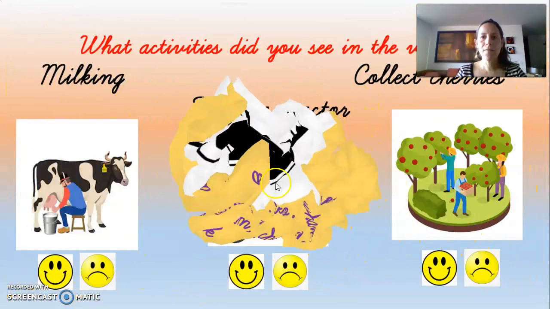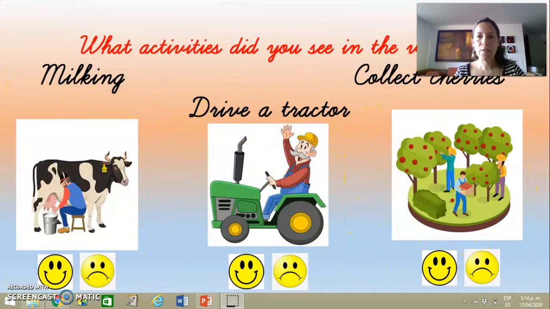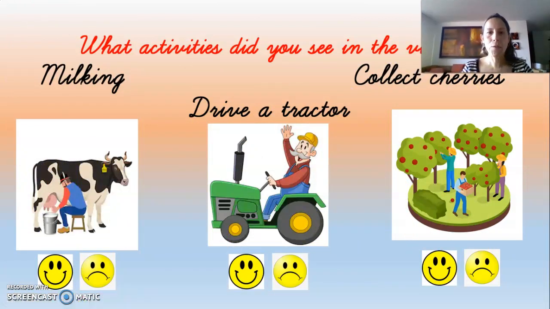Now that you watched the video, Miss Claudia is going to make a little exercise with you. What activities did you see in the video? For example, if you see this activity, milking, you have two options, true or false. If it is true, you are going to point with your pointer to the happy face. If it is false, you are going to point to the sad face.